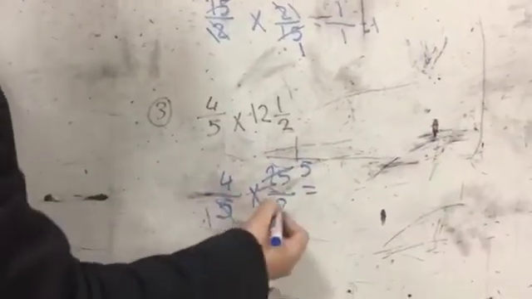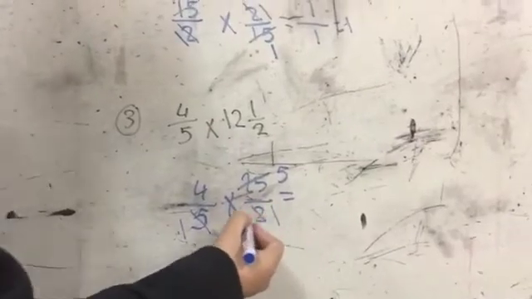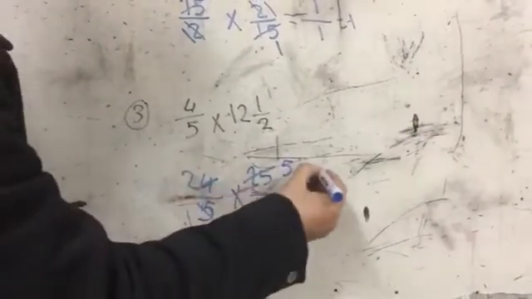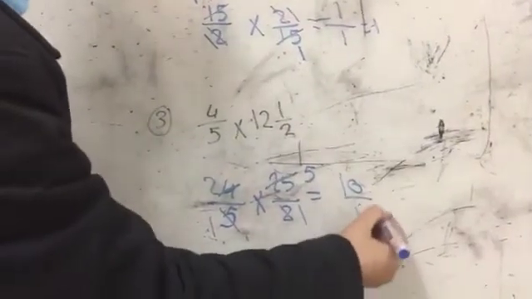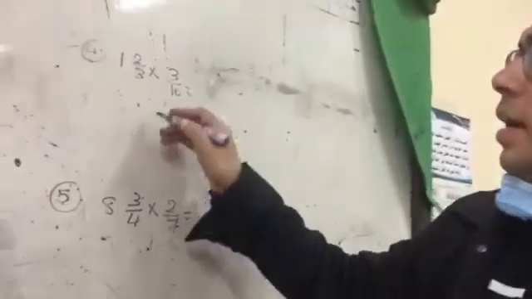2 and 4, both of them divisible by 2. Divide 2 by 2, 1, divide 4 by 2, 2. So it's 2 times 5, 10. 1 times 1 equals 1. 10 divided by 1 is equal to 10. Let's turn to the next one, which is question 4.